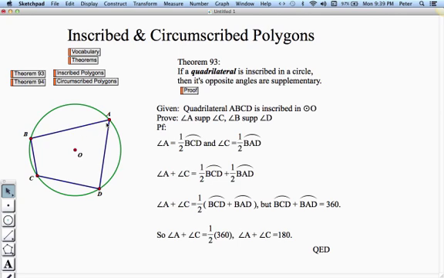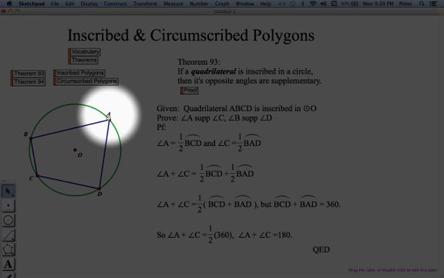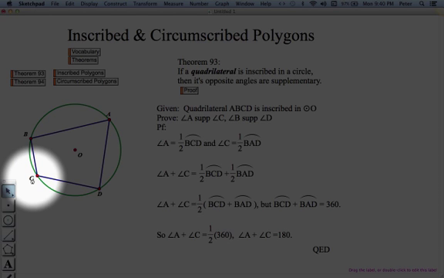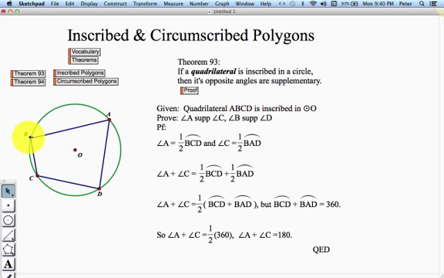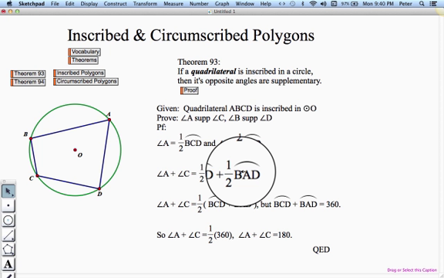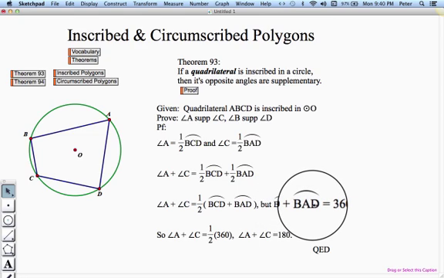Let's take a look at A here. We know that angle A will equal 1/2 of arc BCD. Now the opposite angle of angle A is angle C. Angle C will equal 1/2 of arc BAD. Now if we look at the sum of those two angles, angle A plus angle C, they'll equal half the sum of those two arcs. But if you notice from the picture, if you added arc BCD and BAD together, they would encompass the whole circle.